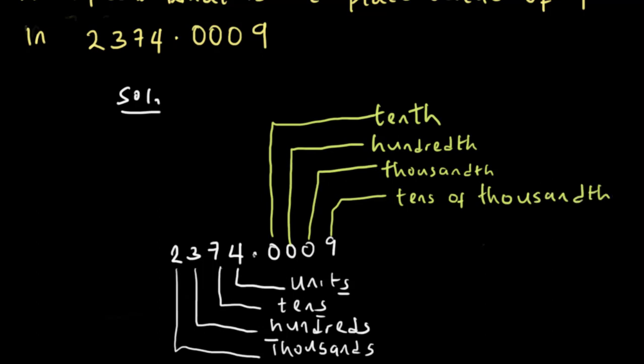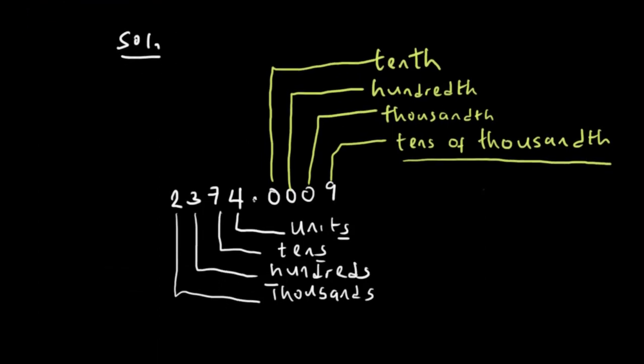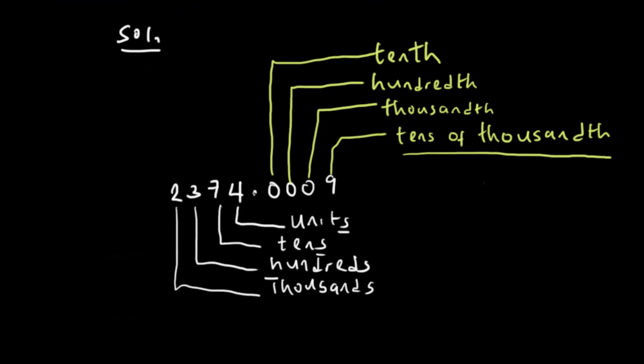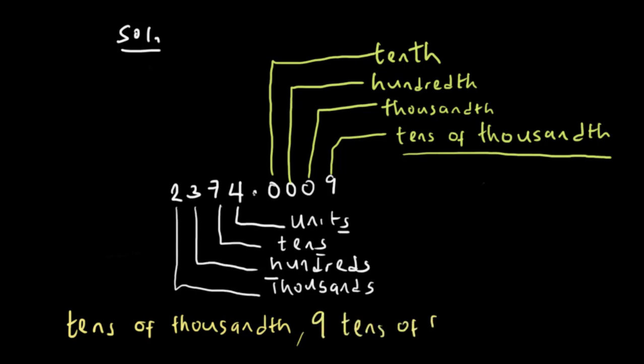Do you understand? So now we are looking for the place value of 9. So what's the place value of 9? We have ten-thousandths. Do you understand? So the place value of 9 can be ten-thousandths. If it's an objective question, you can also say 9 ten-thousandths.